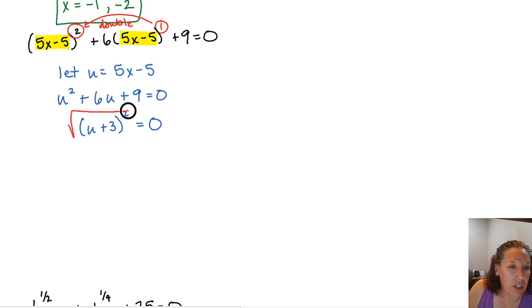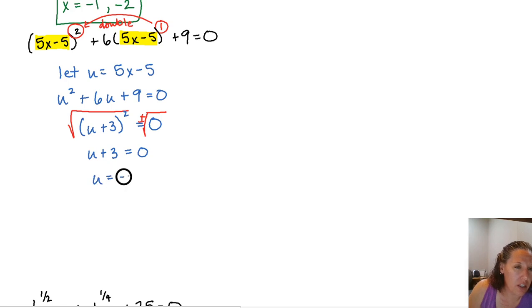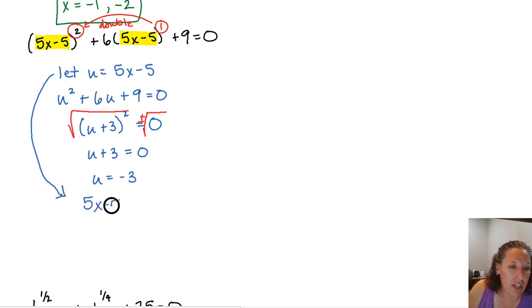And then technically we could take the square root of both sides. Here we are using a square root, so we need the plus or minus, and we get u plus 3 equals 0. Plus or minus the square root of 0 is equal to 0 either way. And u equals -3, and then plug our substitution back in. So instead of u, we're going to do 5x minus 5 equals -3.